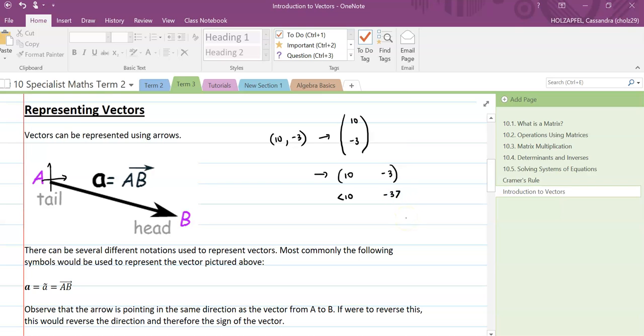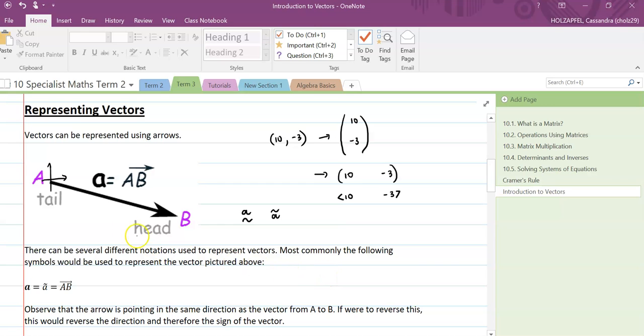Now, to represent this, we can also use a few different notations. So we can use a bolded letter. So in this case, we've used the bolded letter A. We can also use a tilde. A tilde is one of those funny wiggly symbols, and sometimes we'll see this underneath the letter, and sometimes we'll see this on top of the letter. And lastly, we can use an arrow to represent the direction of the vector.